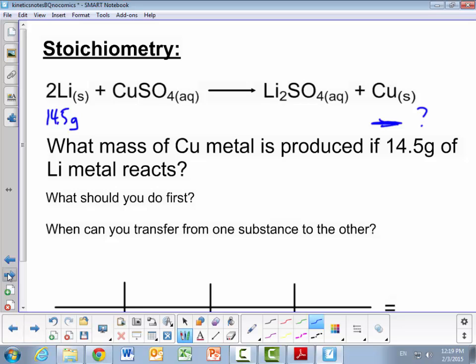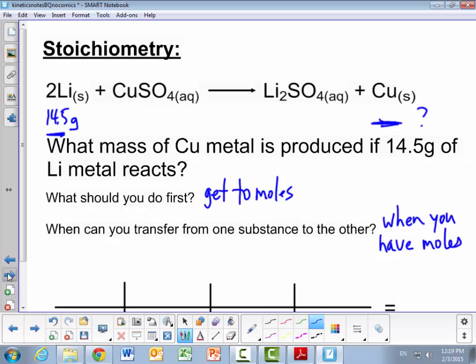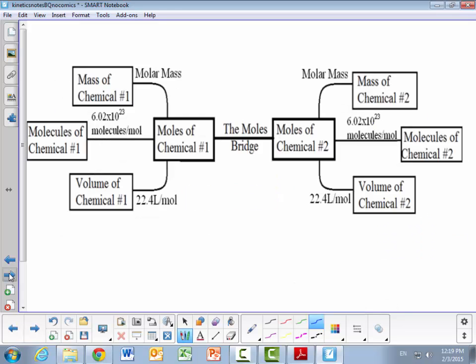So it says, what should you do first? Now here's the key to stoichiometry. The first thing you want to do is you always want to get to moles. Get to moles. So we have 14.5 grams of lithium. We want to get that to moles of lithium. Okay, and then it says, when can you transfer from one substance to another? When you have moles. And that's, of course, why we want to get to moles. Let's take a look at the stoichiometry map, and then we'll come back to this.